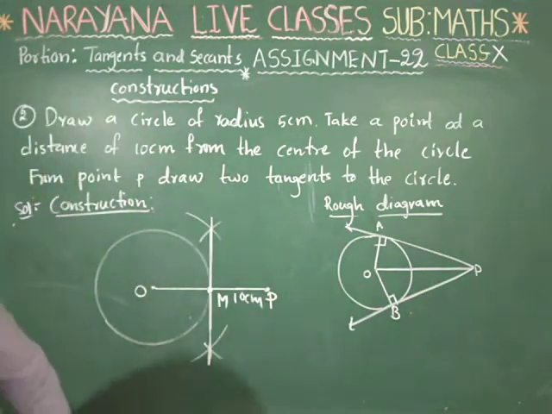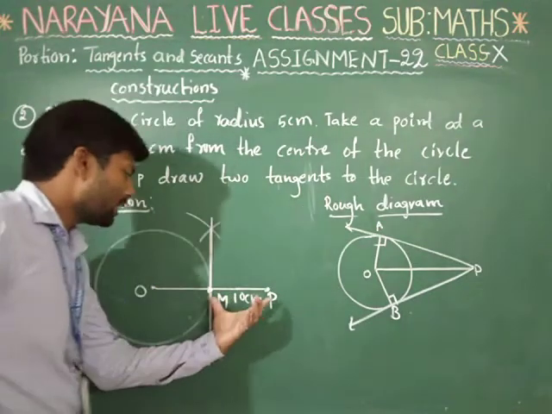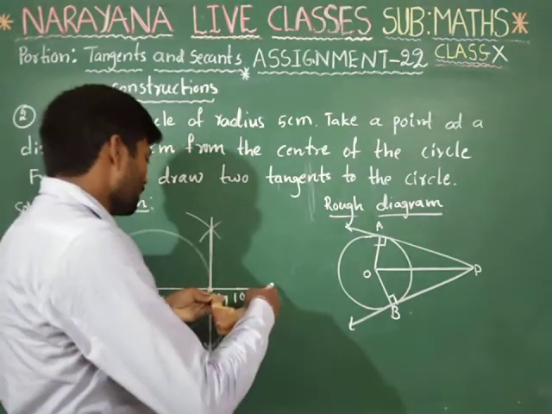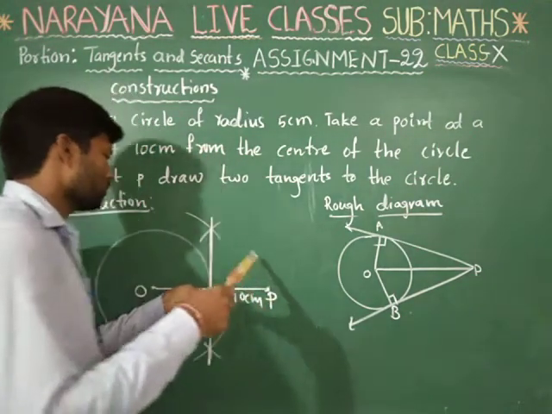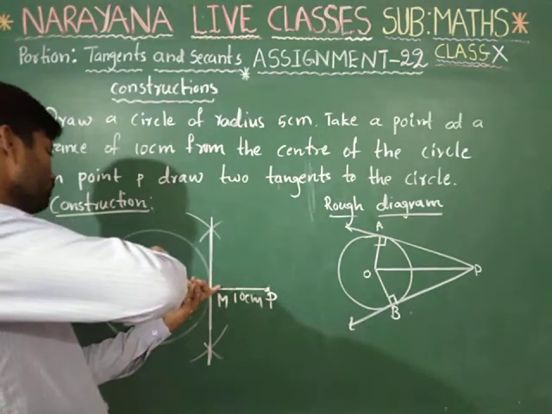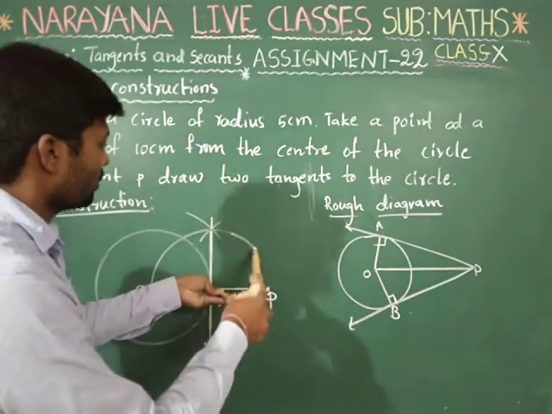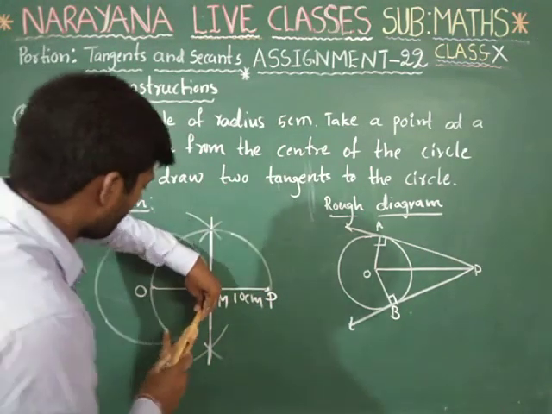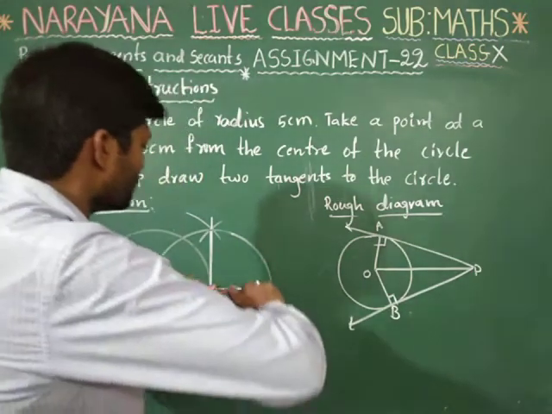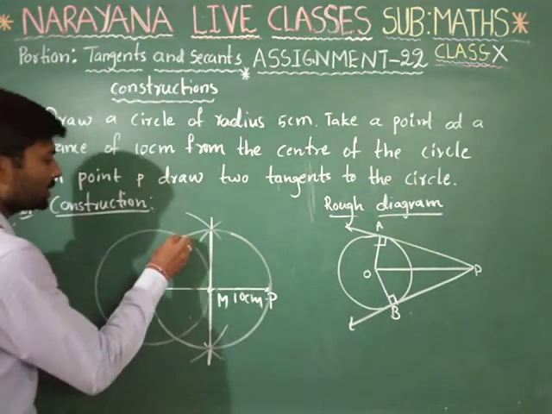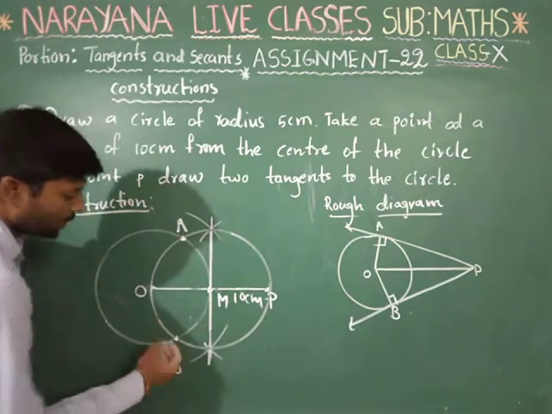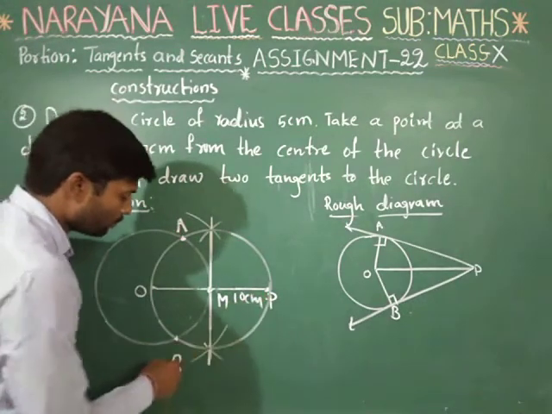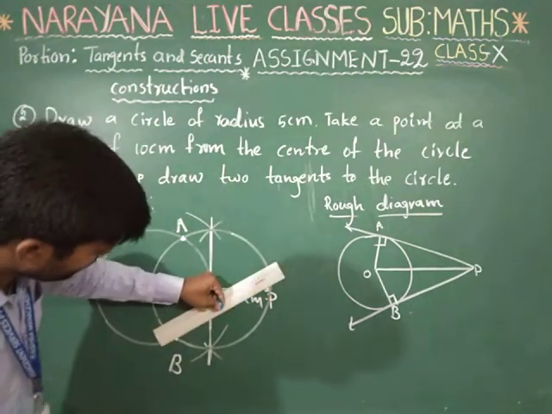Now our task is to take point M as a center with radius MP or OM. Take radius as MP and draw the circle. With the radius MP, draw one circle, and this circle will intersect the first circle at two different points. That point is A and the next point is B. Now you have to join point P to A as well as P to B to get the required two tangents.